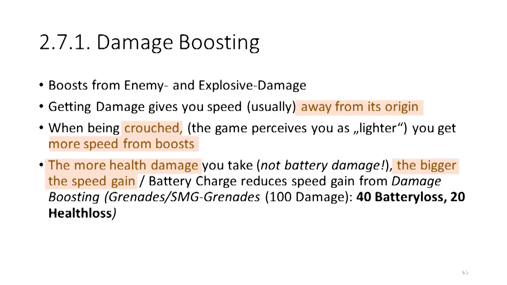Damage boosts you away from its origin, for example an explosion. It gives you more speed when you are crouched. Damage boosting relies on health loss, not on battery loss. This is important for a health-armor balance for managing tricks.